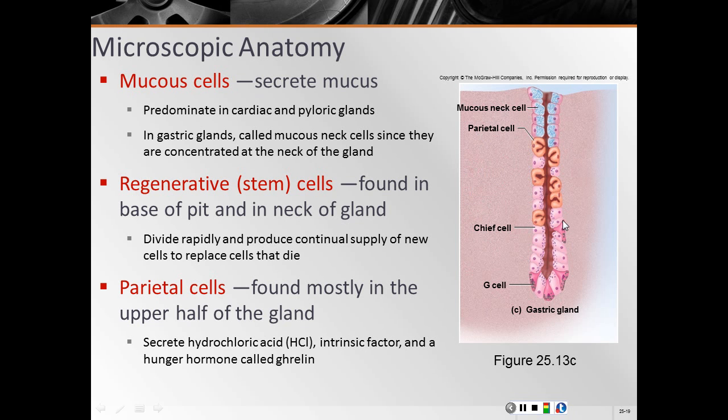Then we have our chief cells, which are the most numerous and found in the lower half of the gastric glands. They secrete gastric lipase and pepsinogen.